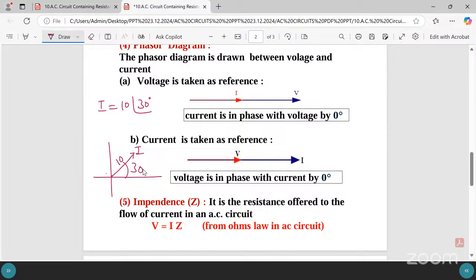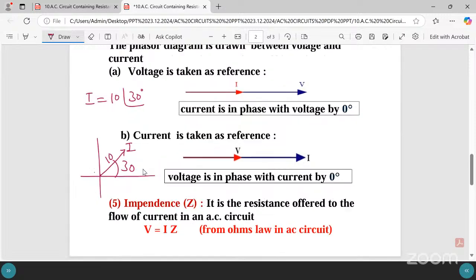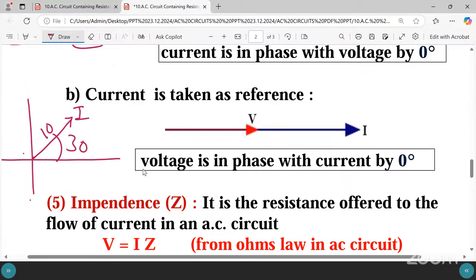This is the diagram. From the x-axis, I'm rotating the current, like this, by 30 degrees. What is the current magnitude? 10. It is rotating. Next example.